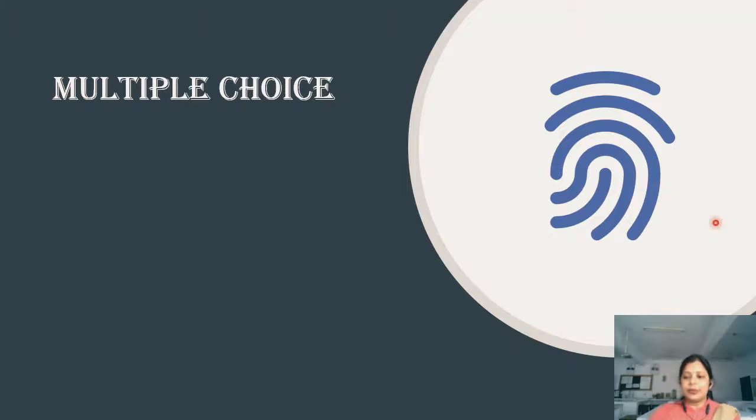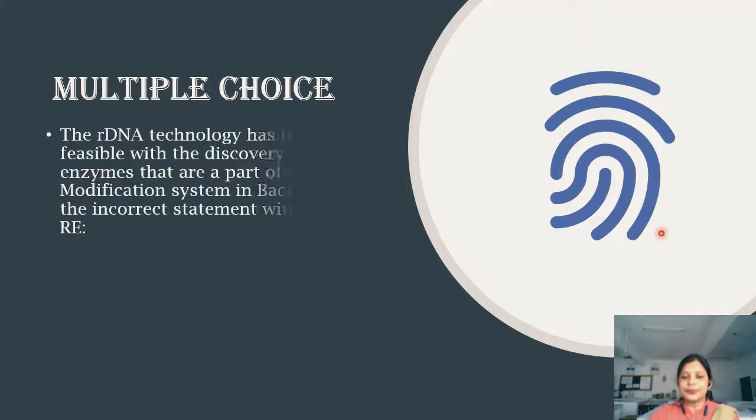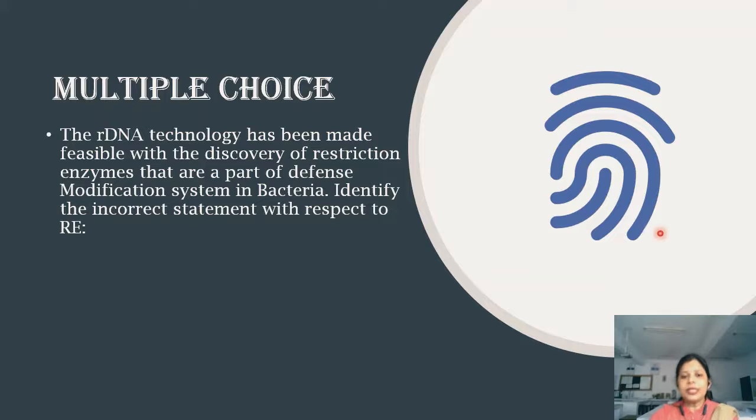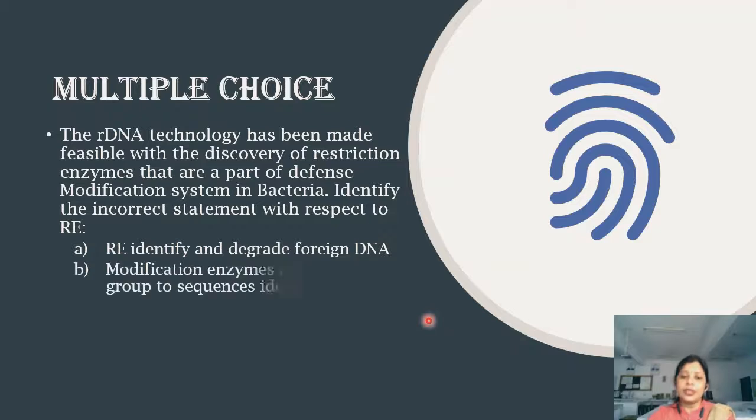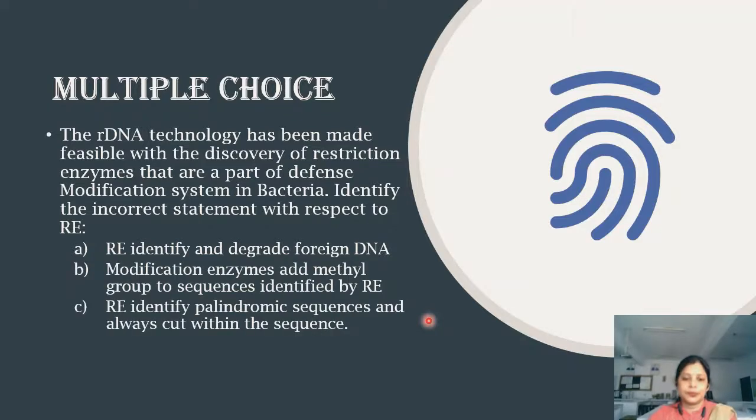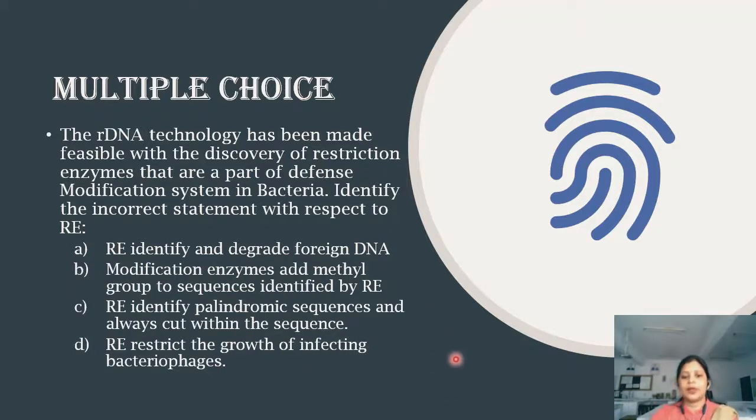A few multiple choice questions. The recombinant DNA technology has been made feasible with the discovery of restriction enzymes that are a part of the defense modification system in bacteria. Identify the incorrect statement with respect to restriction enzyme. These are the options. Okay, the answer is C.